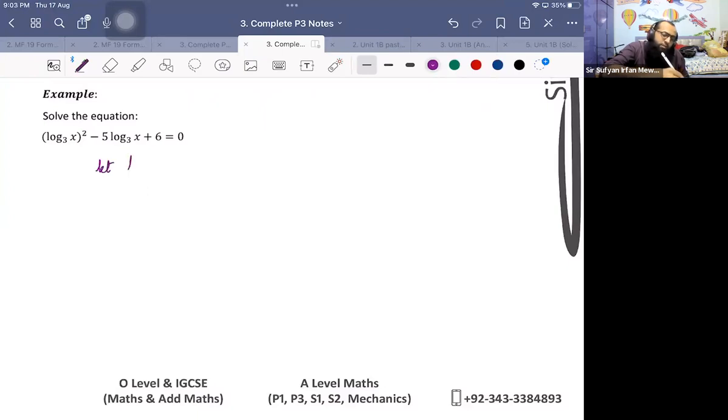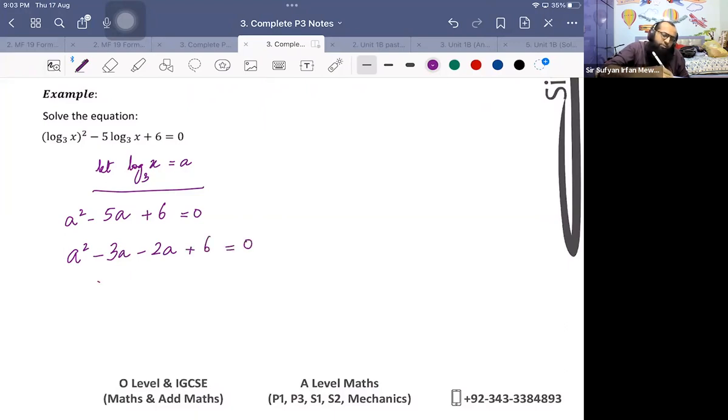What we can do is let log of x with a base of 3 equal a. We can call it a, b, anything we wish. So this means log of x to the base of 3 is a. This will become a square, this will become 5a, and this is plus 6 equals 0. Then if you do the middle term break, it will become a square minus 6a. No, not the correct factors. Minus 3a minus 2a, because minus 3a times minus 2a will give us positive 6a square. Yes, so we need positive 6.